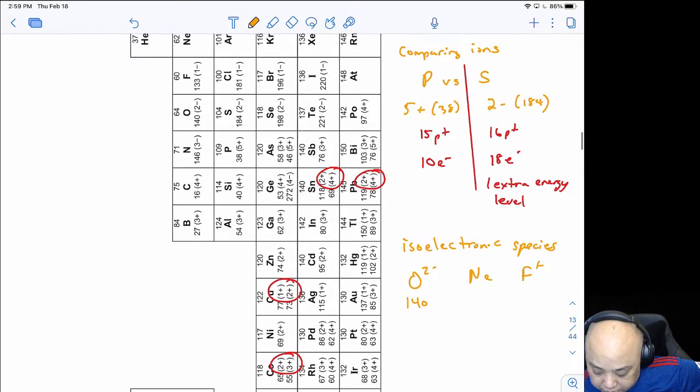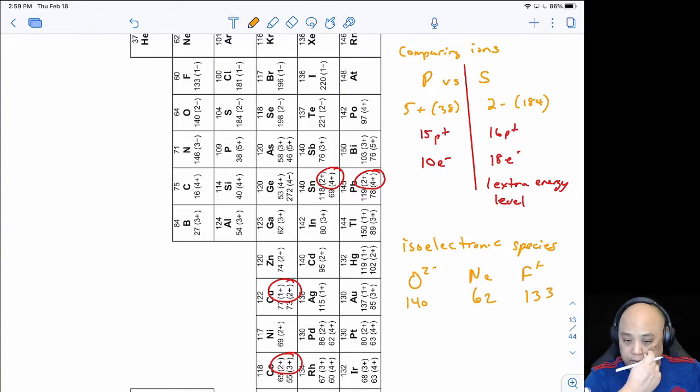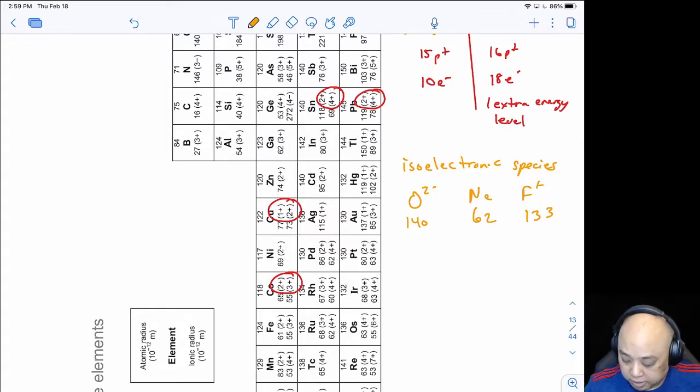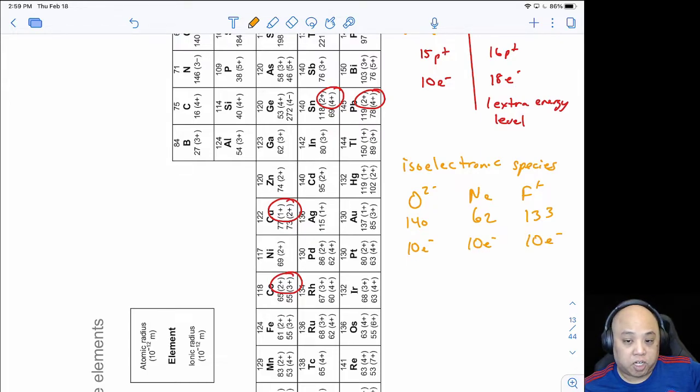That's kind of significant, but it's okay. 133 and then 62 here for Ne. Now, to explain this, what we have to look at is they all have 10 electrons. They all have 10 electrons because oxygen has 8 normally, gains 2, that's 10. Neon always has 10. Fluorine has 9, gains 1, that's 10.